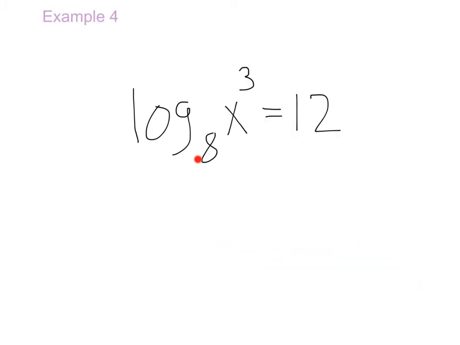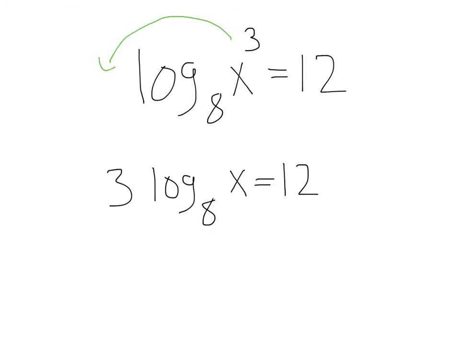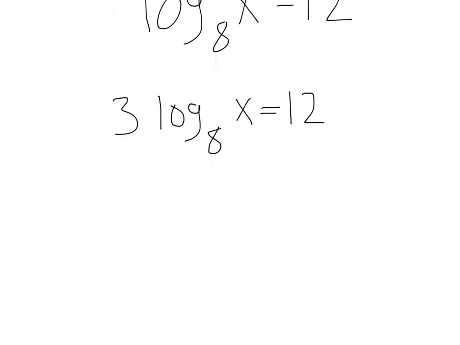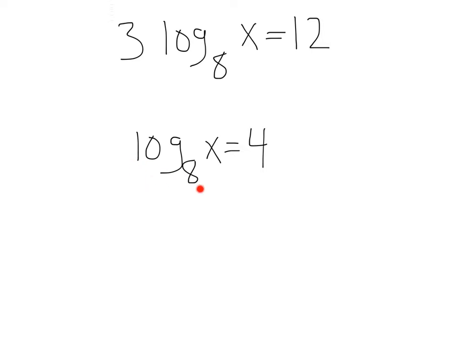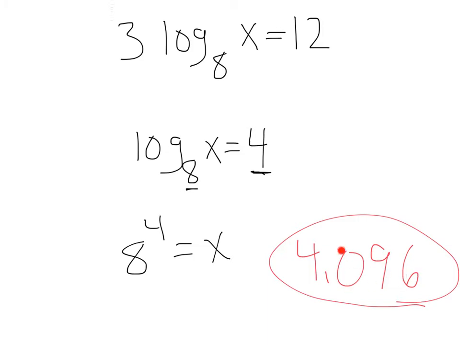Next, we've got log base 8 of x cubed equals 12. Let's go ahead and use our power rule. Swing that 3 right to the front. That gives us 3 log base 8 x equals 12. Let's isolate the log of x by dividing by 3. That gives us log base 8 x equals 4. From there we can use our exponential to logarithmic conversion. That'll give us 8 to the 4th equals x, which would be 4096.